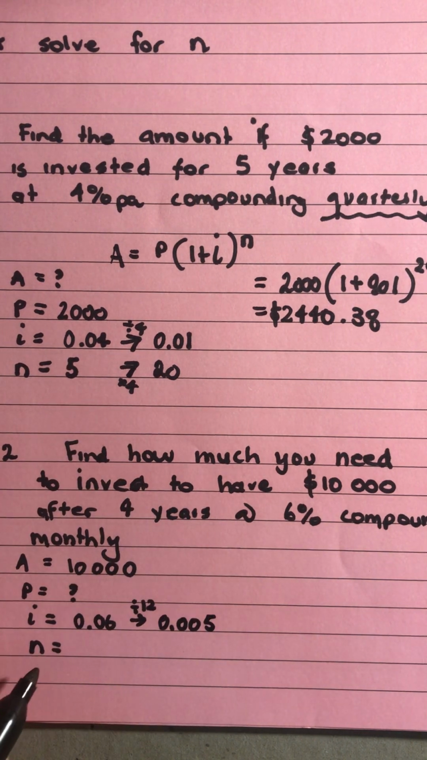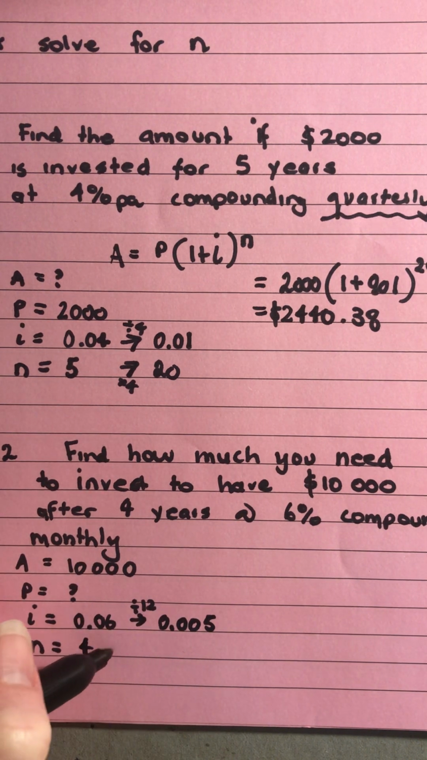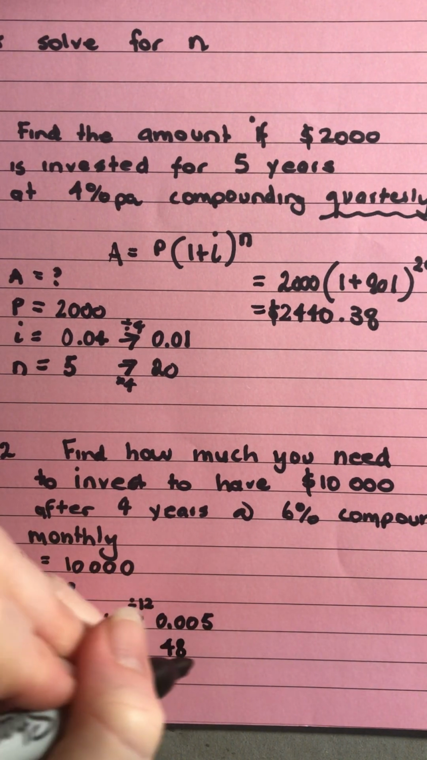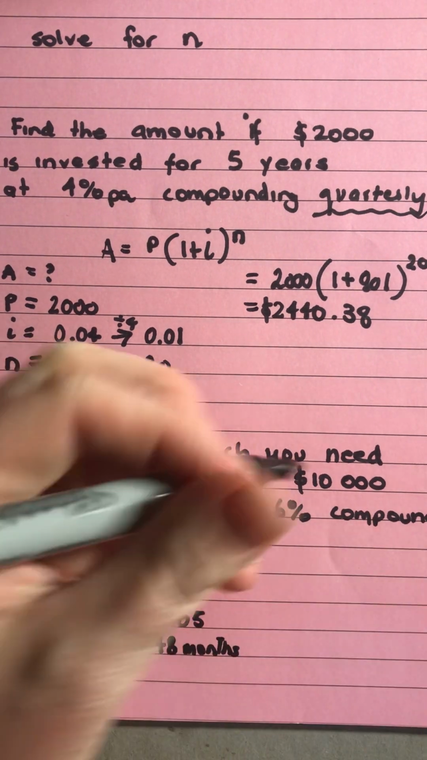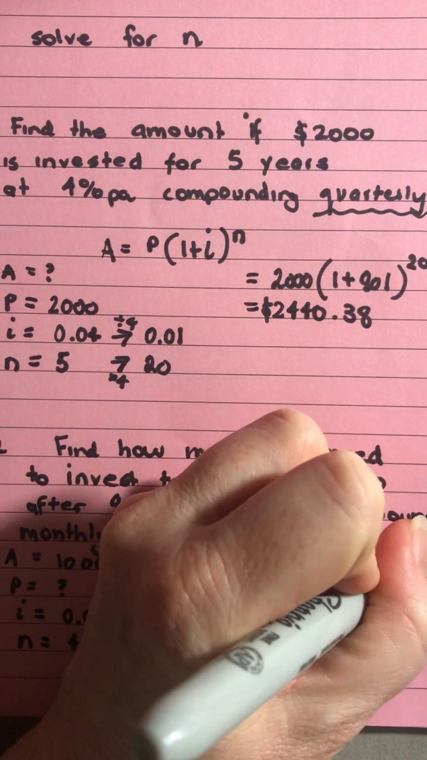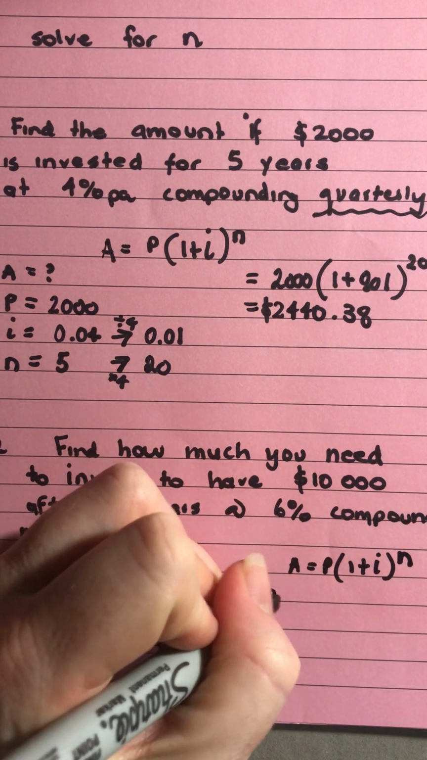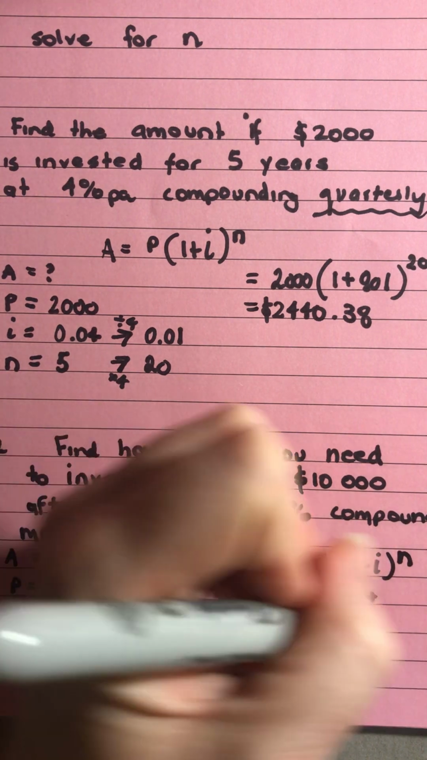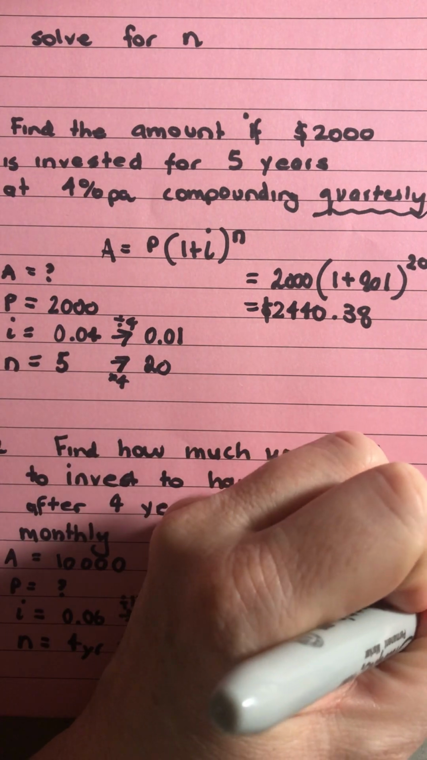Then I've got my N, which is 4 years, but it is monthly. So I'm going to do 4 times 12 is 48 months. So now I'm going to put that into my rule. So I'll write my A equals P outside of 1 plus I to the N. And I'm going to put those values in that I know. So now I've got the 10,000 on this side is P outside of 1 plus 0.005 to the power of 48.